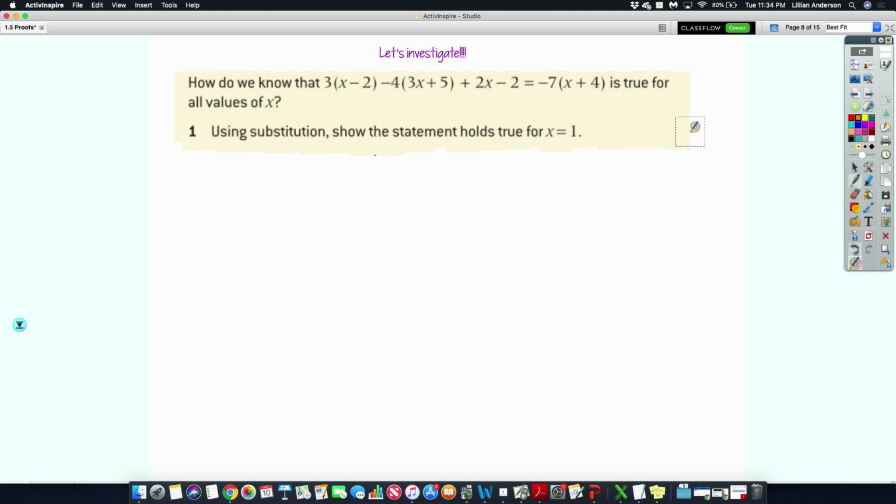So hopefully you plugged in 1 for x on the left side and the right side and saw that indeed the left side equals the right side. Now for step 2, still using substitution, I want you to show that the statement holds true for x equals negative 2. In a similar fashion, go ahead and do that on your paper. Show, using your steps, that the statement holds true for x equals negative 2. Go ahead and pause the video and do this now.